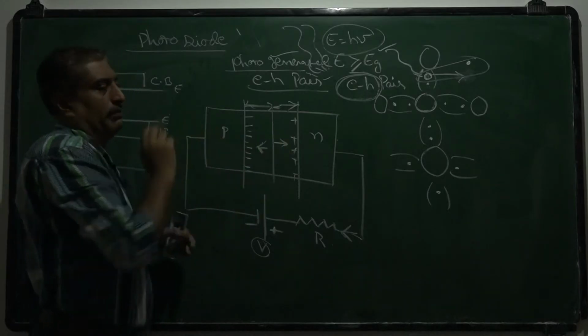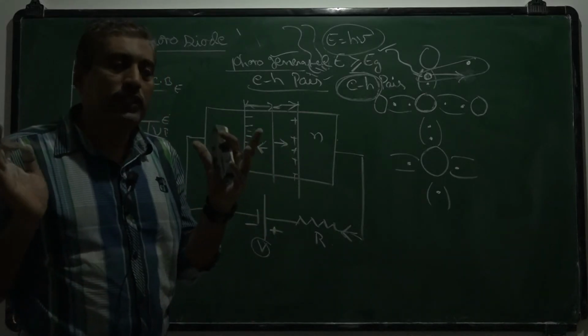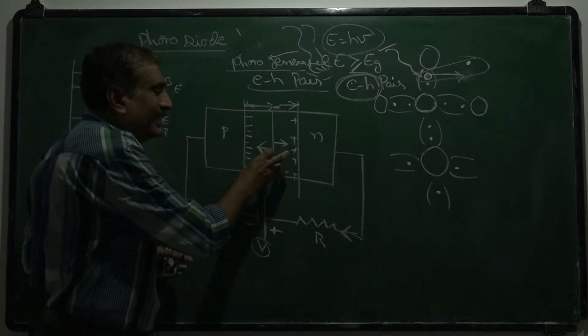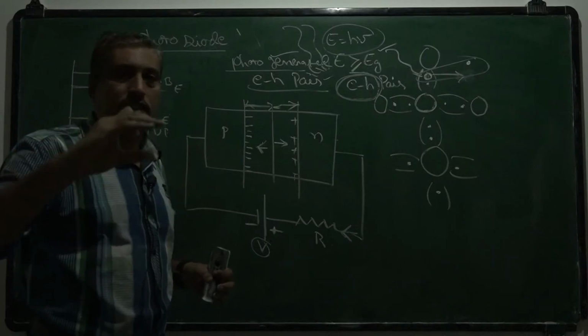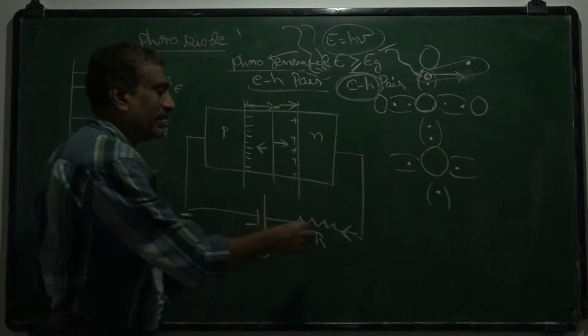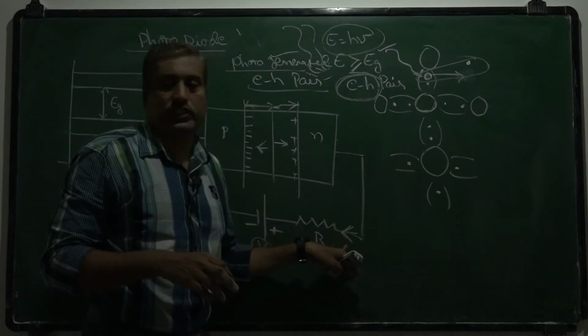In this way, the width of the depletion layer decreases, and slowly the resistance offered by this depletion layer decreases and current flows through this circuit. Already there is a current called leakage current. So a current flows in addition to this leakage current.